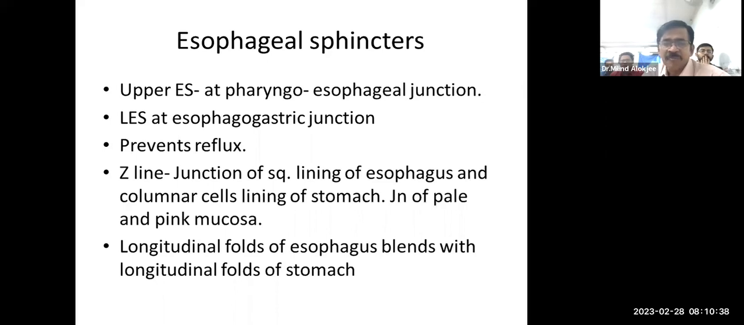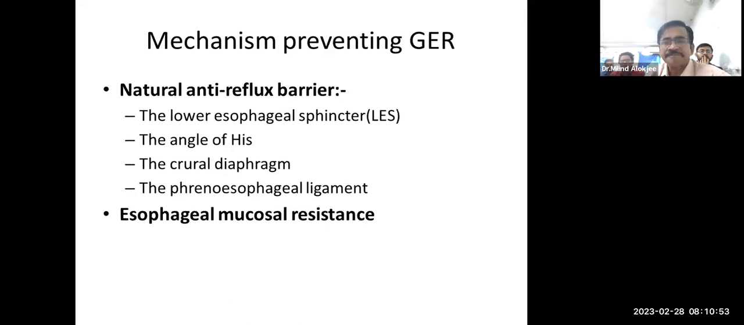And if you go endoscopically, you will find a clear Z line, which is the junction of the squamous lining of the esophagus and the columnar lining of the stomach, the junction of pale and pink mucosa. The longitudinal folds of the esophagus blend with the longitudinal folds of the stomach.